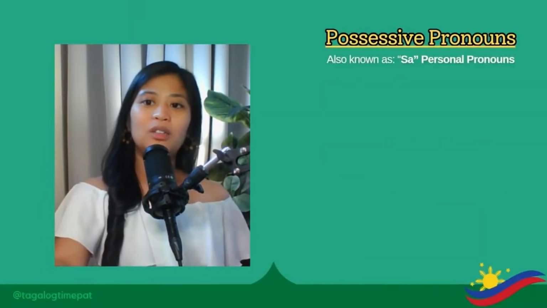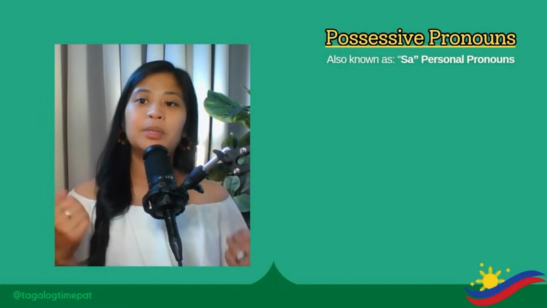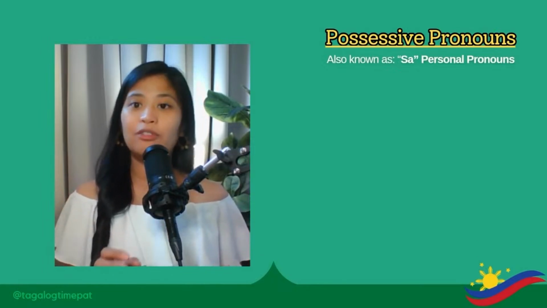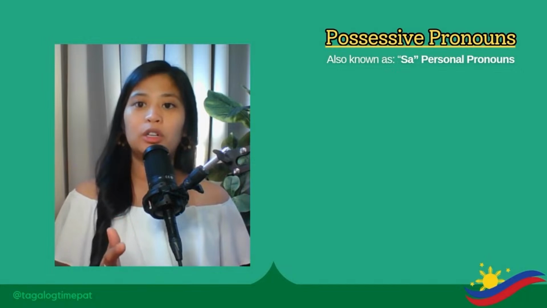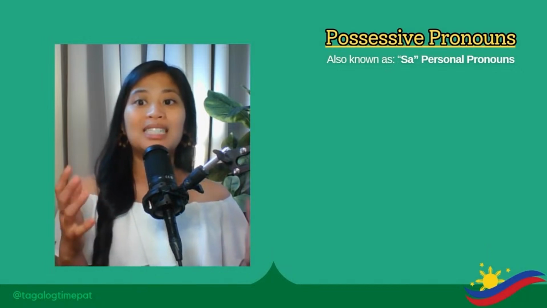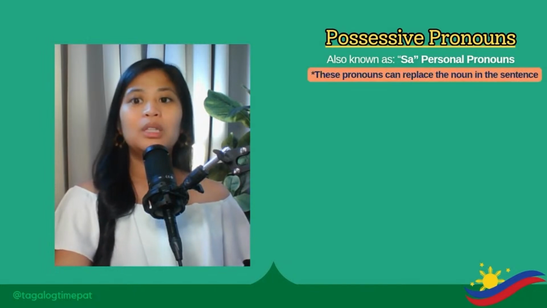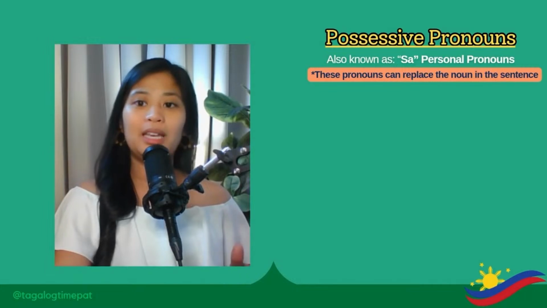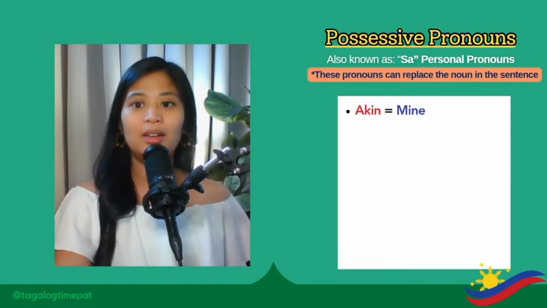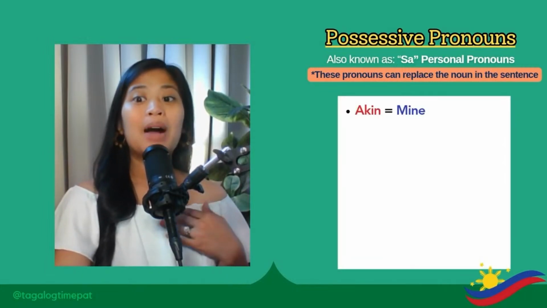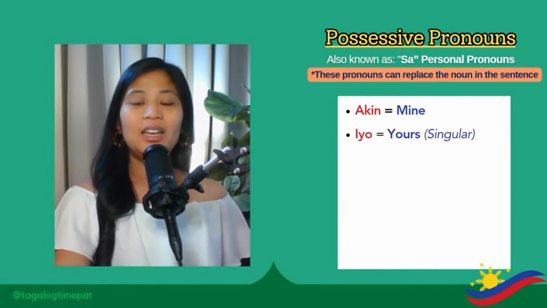Okay, now let's take a look at this last set of possessive pronouns. They are different from the first set that we learned. These are also known as sa personal pronouns, and you'll see why. So these pronouns can replace the noun in the sentence. Not always, but they can, and you'll see what I mean. So akin means mine, akin. Iyo means yours, singular.